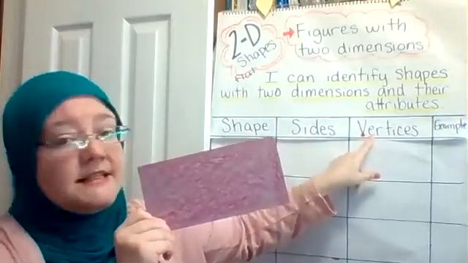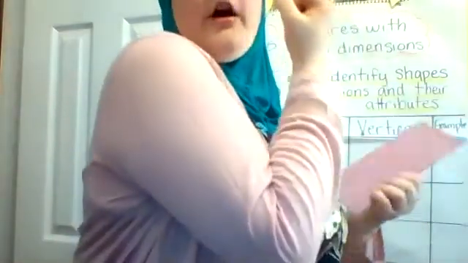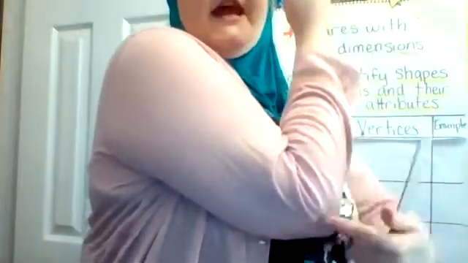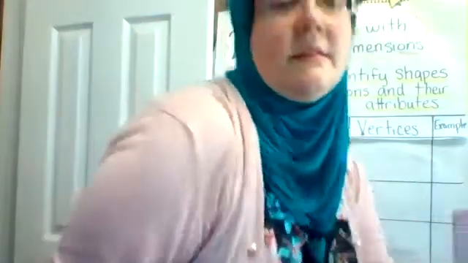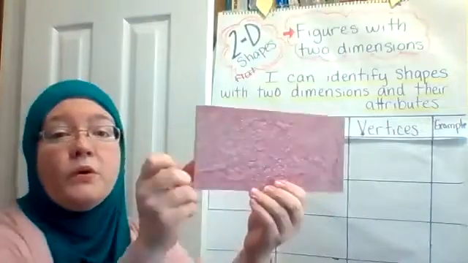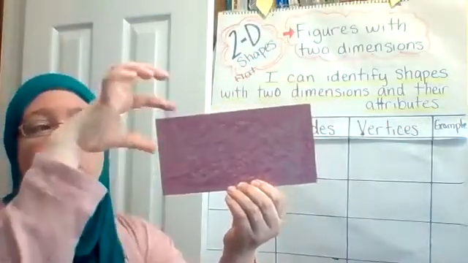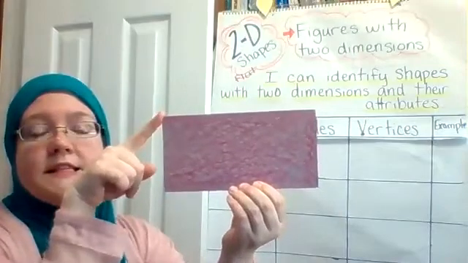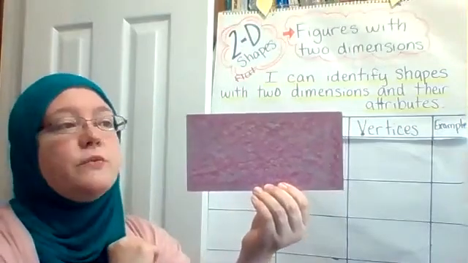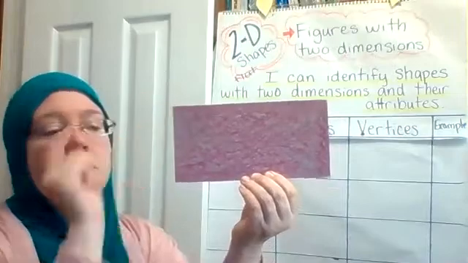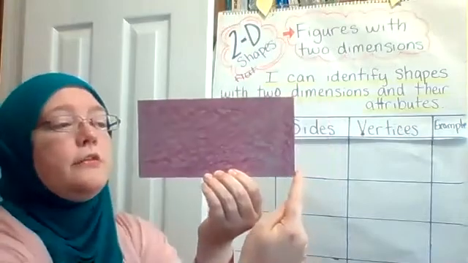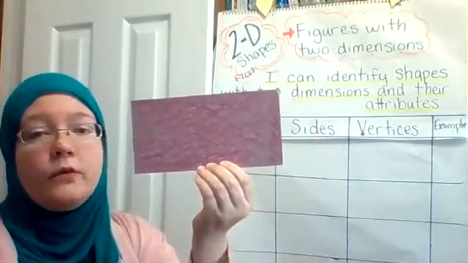And vertices are where the sides come together. A vertex is kind of like our arm. It makes a V and it comes down to a point. So with other shapes, you look at the sides and where they meet is called the vertices. Let's count the vertices of the rectangle. 1, 2, 3, and 4. Rectangle.